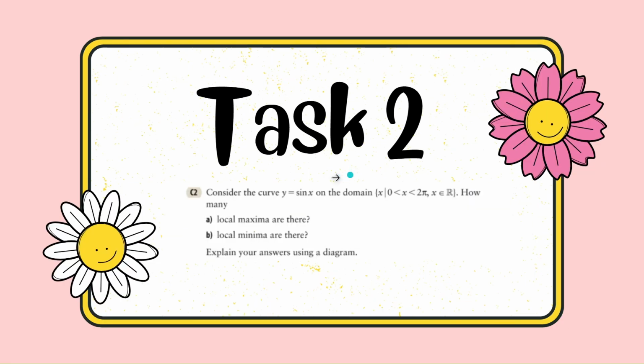Our second task, we need to consider the same function, sin of x, but we're given a domain which is from 0 to 2 pi. X is equal to our real numbers, and we need to find how many local maximum and how many local minimums are there.